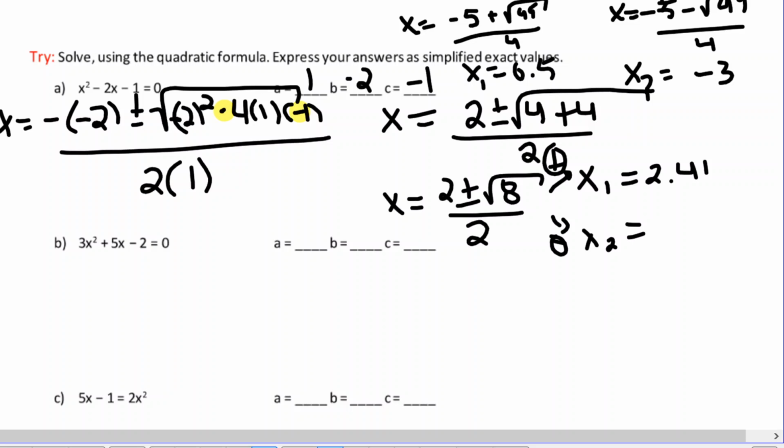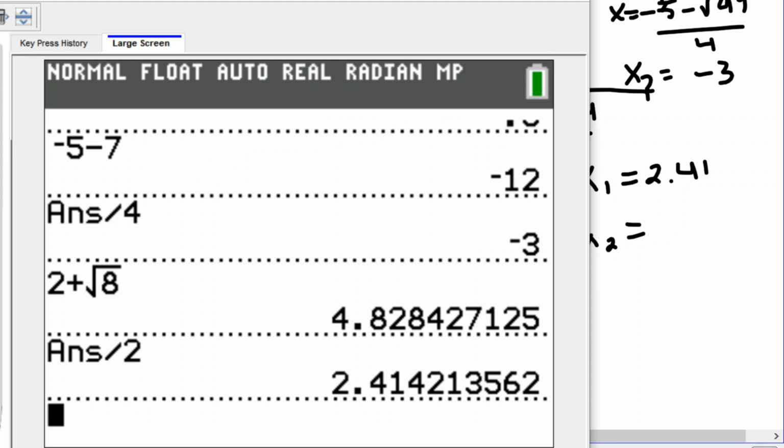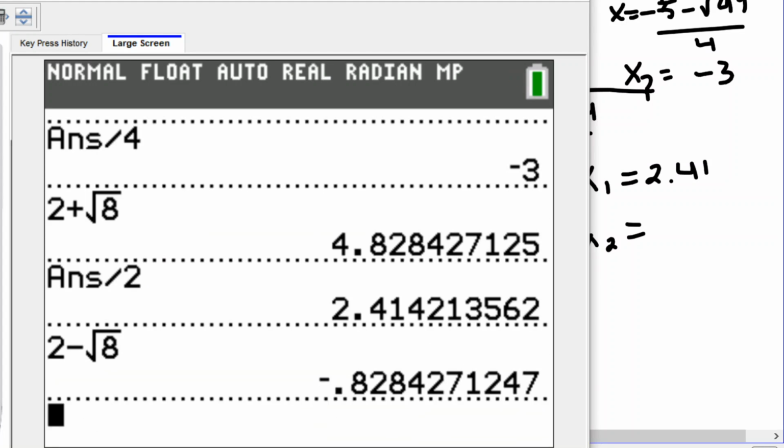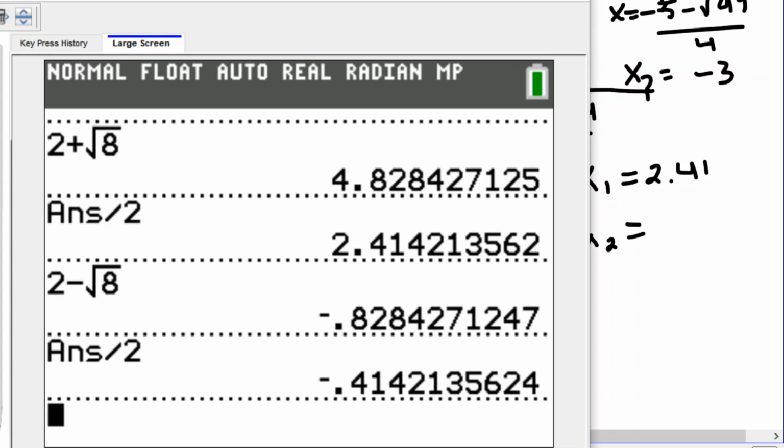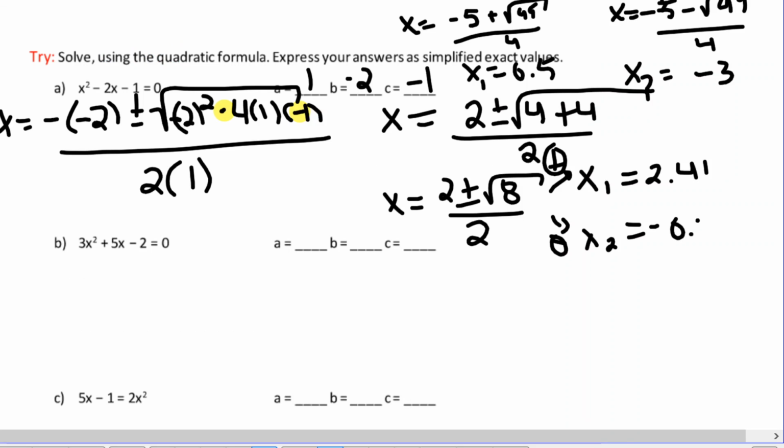I'm going to do 2 minus root 8, and then divide by 2, right? And only that plus or minus sign changes. So I get negative 0.41. So those would be where I have 2 x-intercepts on this graph.